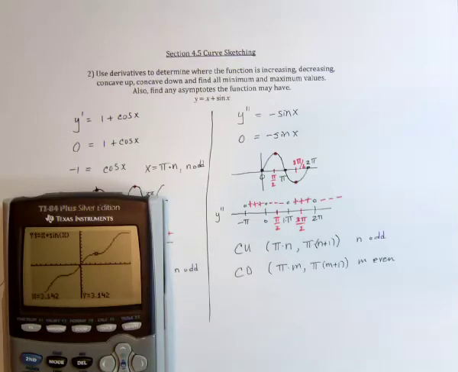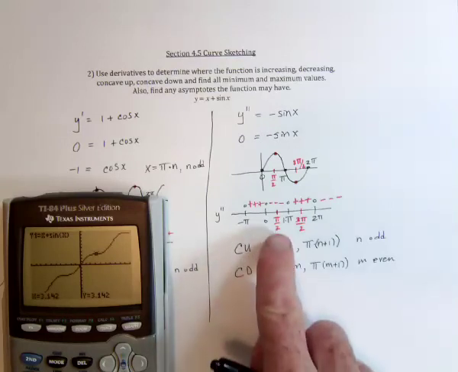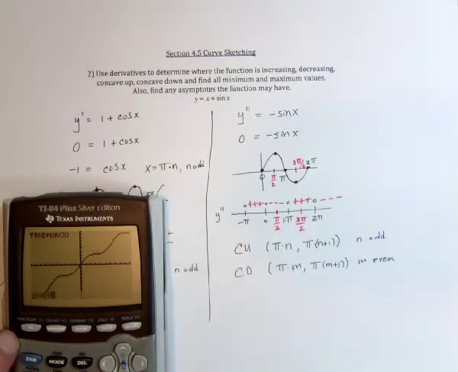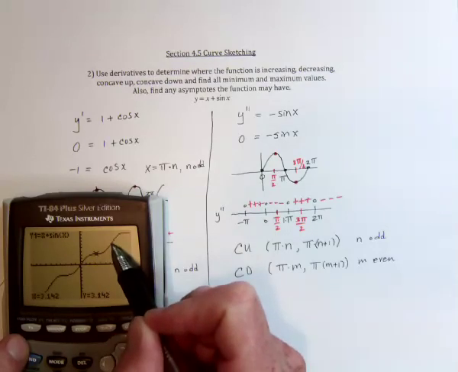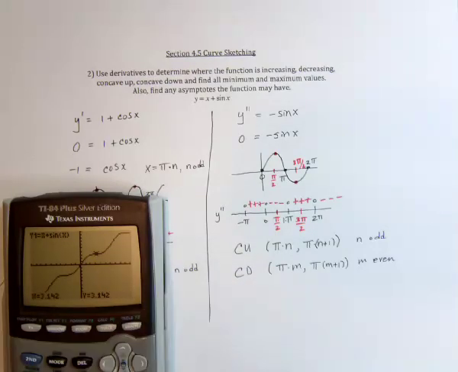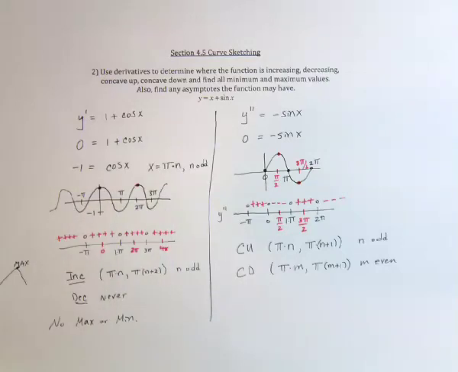And then as far as concave up and concave down, if we look, for example, from 0 to pi, so 0 from there to pi, yep, that is concave down, and then it switches to concave up, and then switches to concave down, etc. So I think we have this one done.